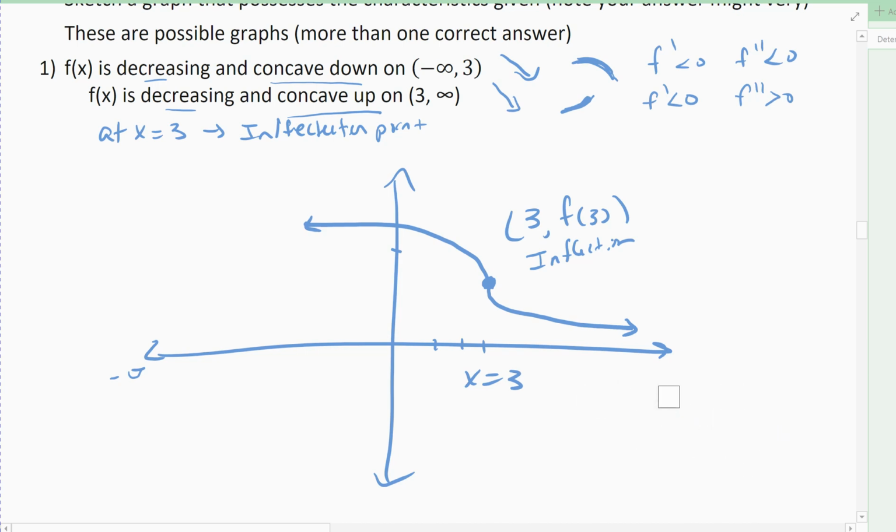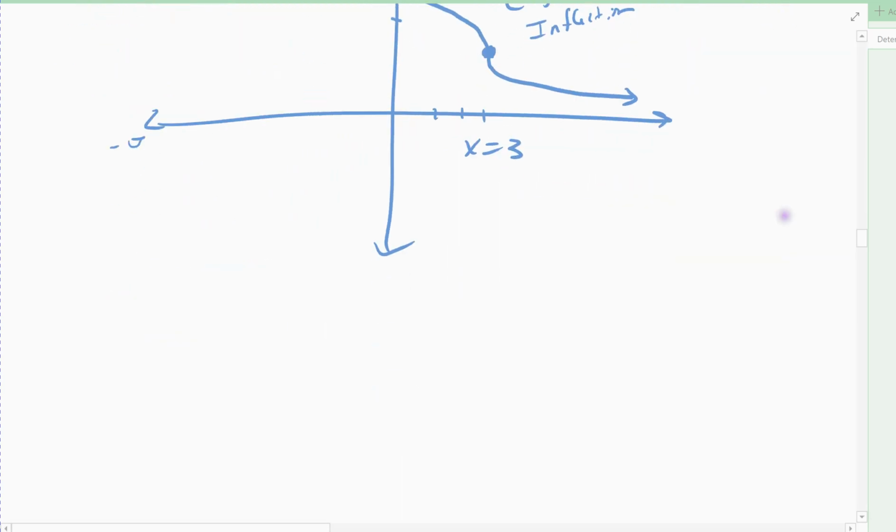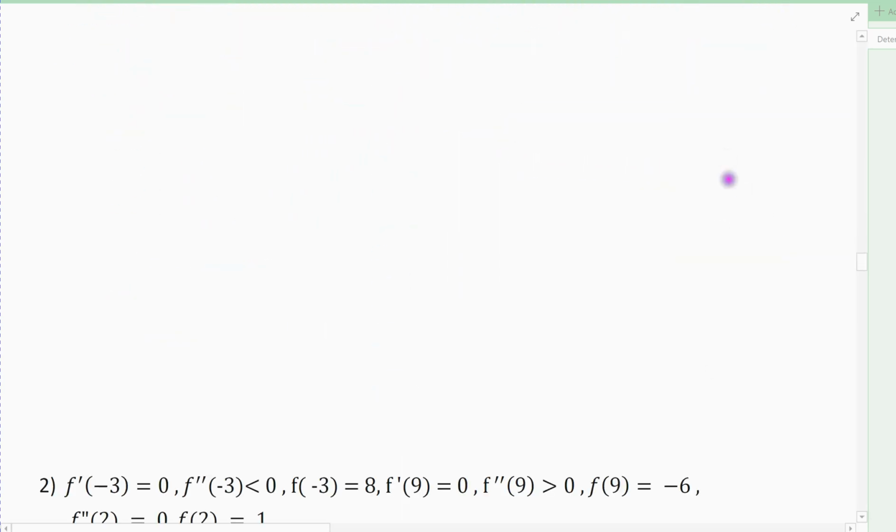All right, usually on the homework you pick one. You pick the shape that represents this the best. So again, there are multiple right answers if you're just drawing it, but you want to make sure it has this shape. All right, second example, there's a little more work to it.